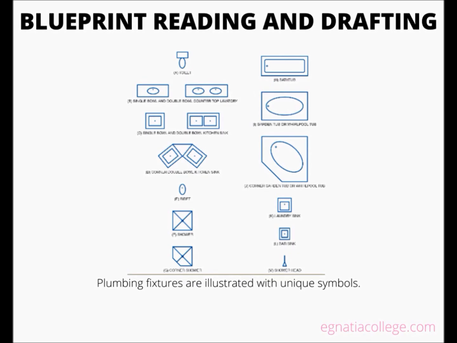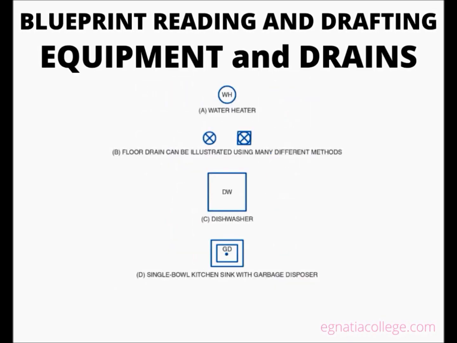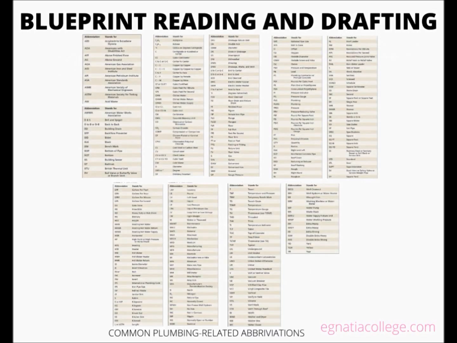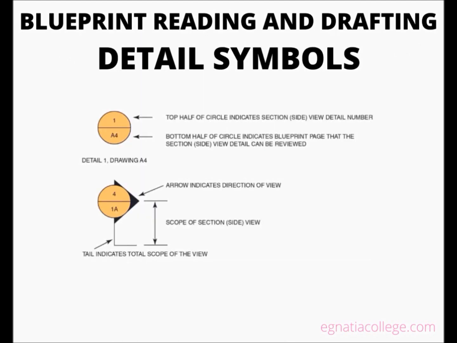Equipment and drains. Equipment and drains are identified using abbreviations within or adjacent to the symbol. The table shows some common plumbing-related abbreviations. Detail symbols direct a plumber to a larger detailed view of a construction area.